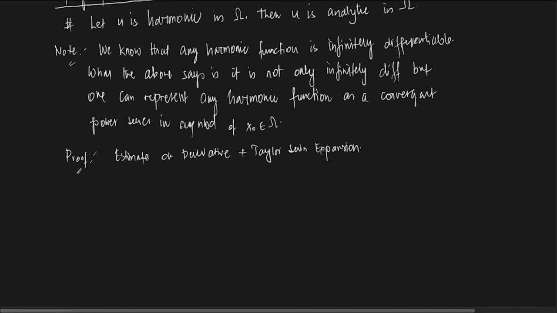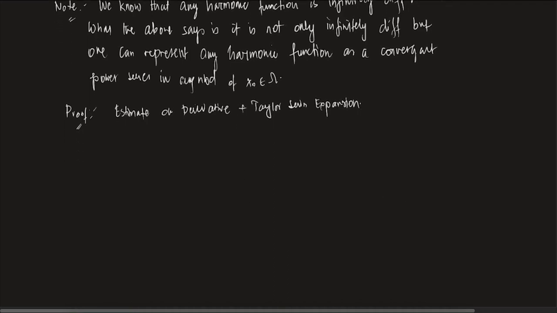But the thing is, please remember this. Whenever you are talking about a real harmonic function, they are always analytic. So basically, they are C infinity functions and can be represented with a convergent power series expansion. Now, we are going to prove another property of harmonic functions, which is called the Harnack inequality.